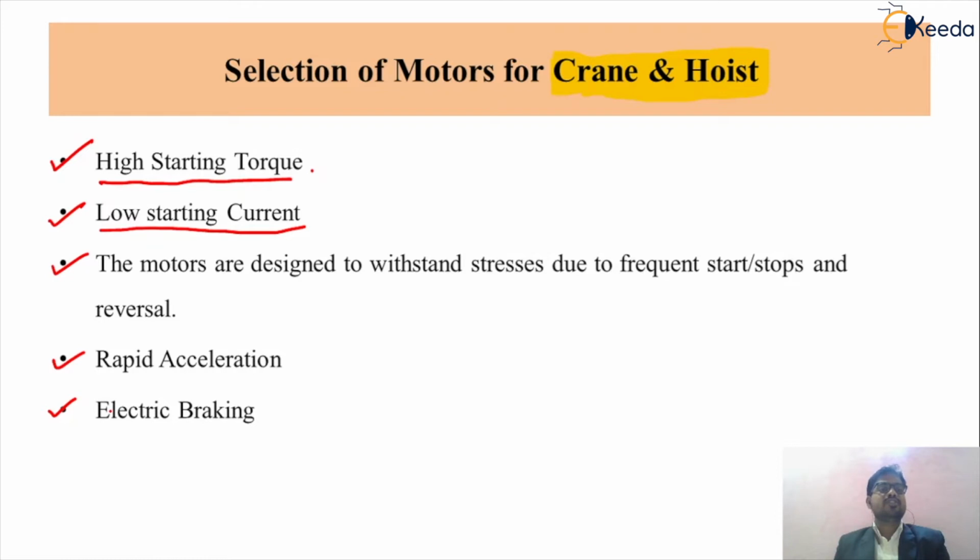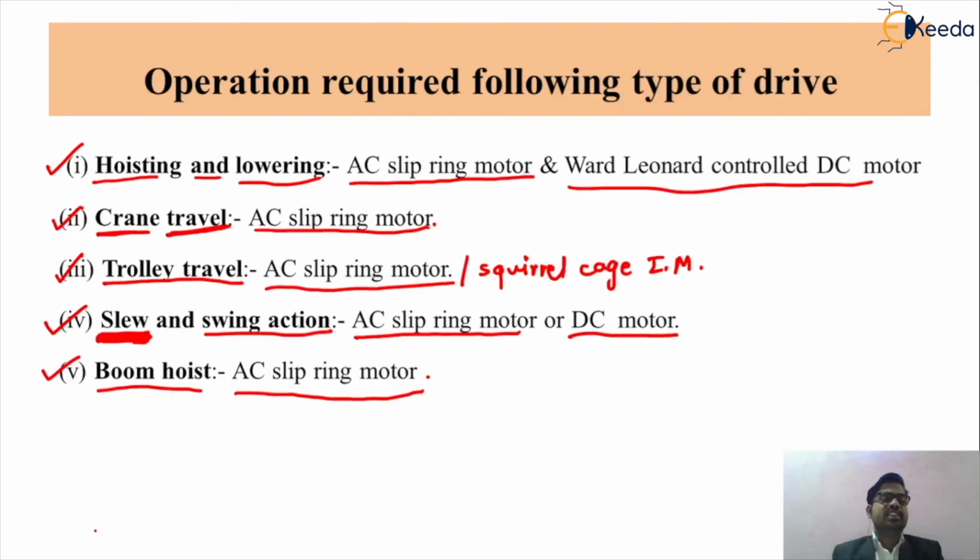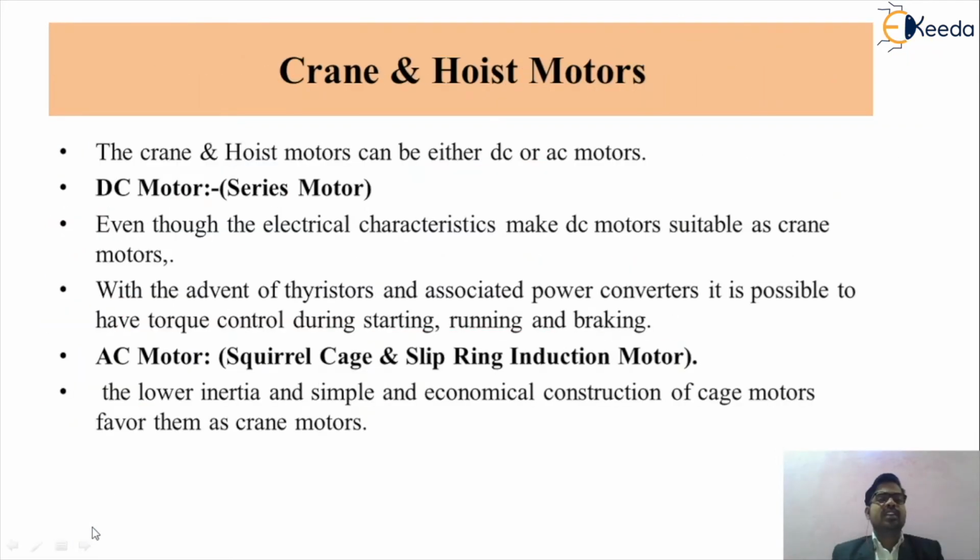So this is the selection criteria while we are selecting motors for a crane and hoist. So friends, let's understand what the different types of motors are that we prefer for the particular characteristics of cranes and hoist motors. Basically, as we have seen, there are different types of motor that we use for crane and hoist operation. Basically we are using either AC or DC motor.